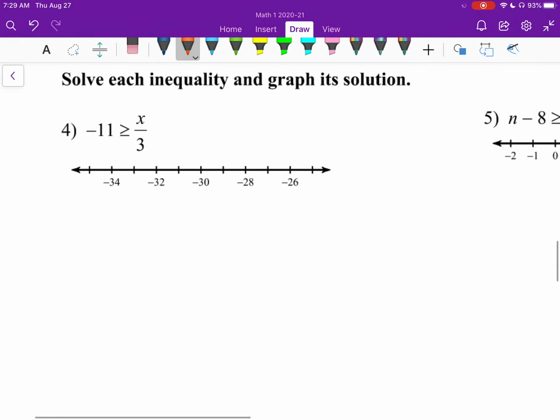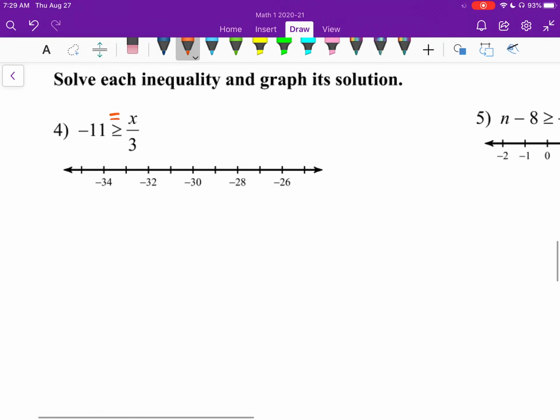Number 4, solve each inequality and graph its solution. So this one makes it a little bit different. You have to actually do some algebra before you can graph it. Whenever you solve them, you need to pretty well just treat it as if it's an equal sign here, okay? The only time that you can't treat it as if it's an equal sign is if you divide or you multiply by a negative number on both sides.